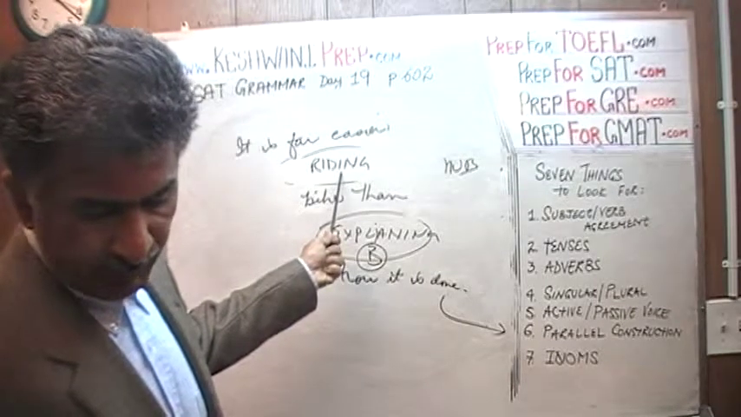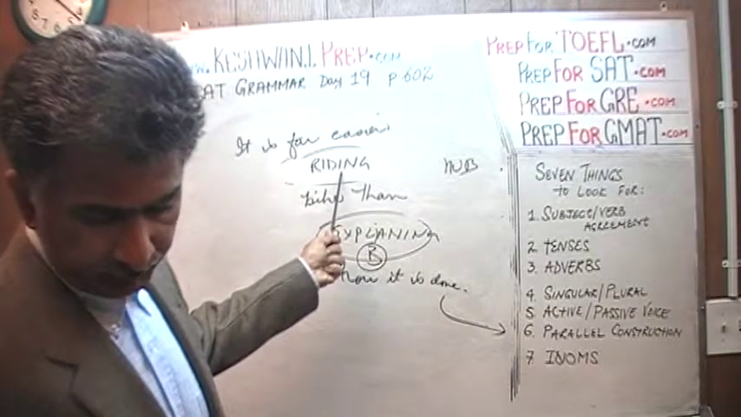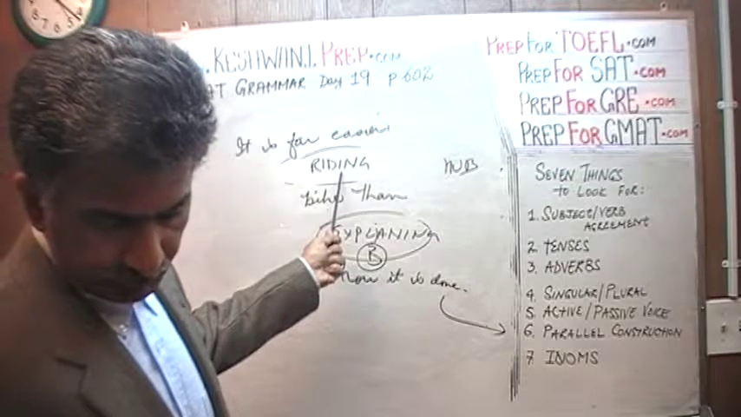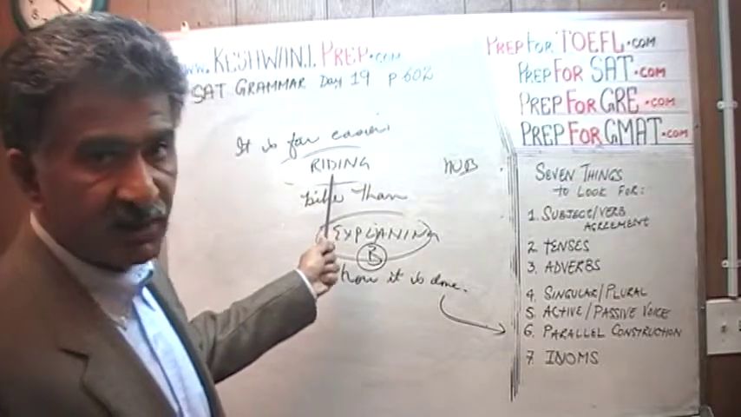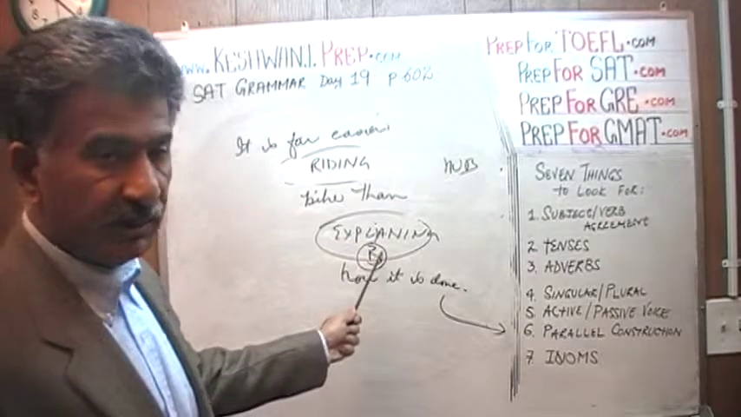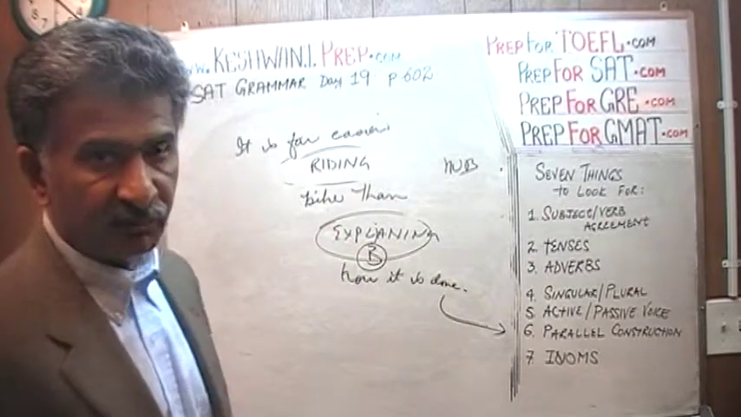The word ride is not underlined. It is far easier to ride. It is not underlined, so we can't change that part. So therefore, we have to change B to make it parallel, to make it consistent. The answer is B.